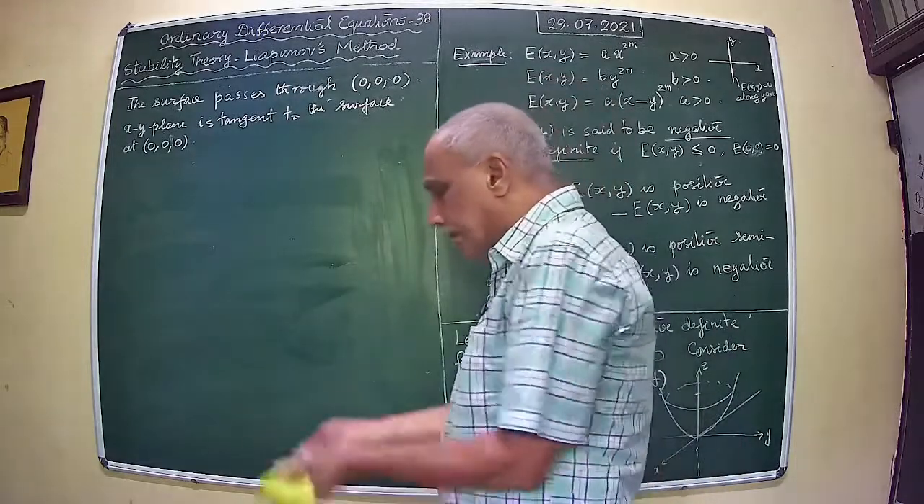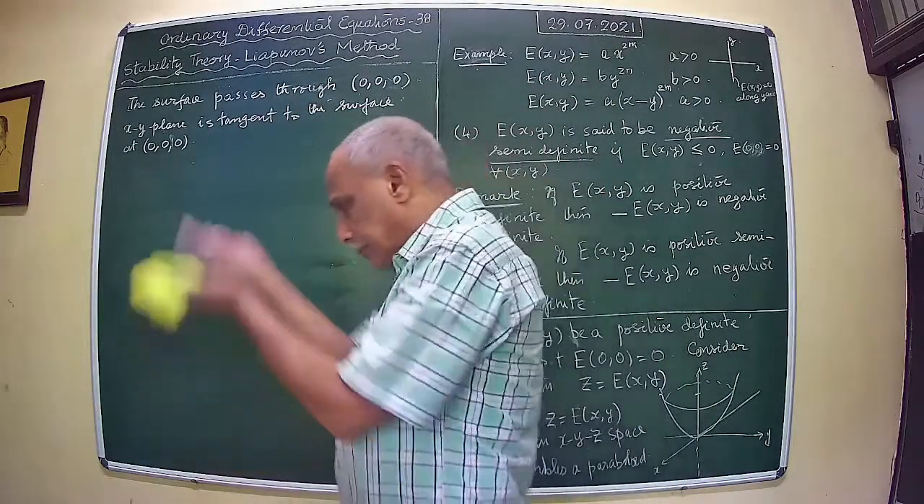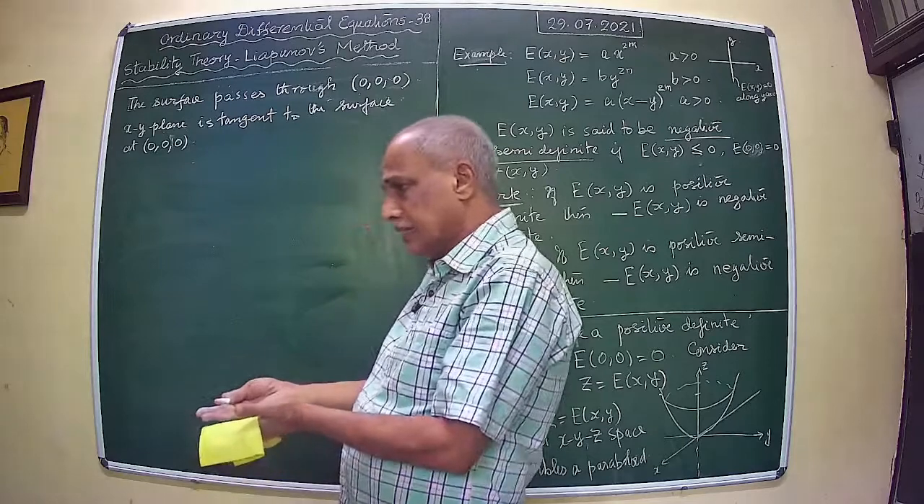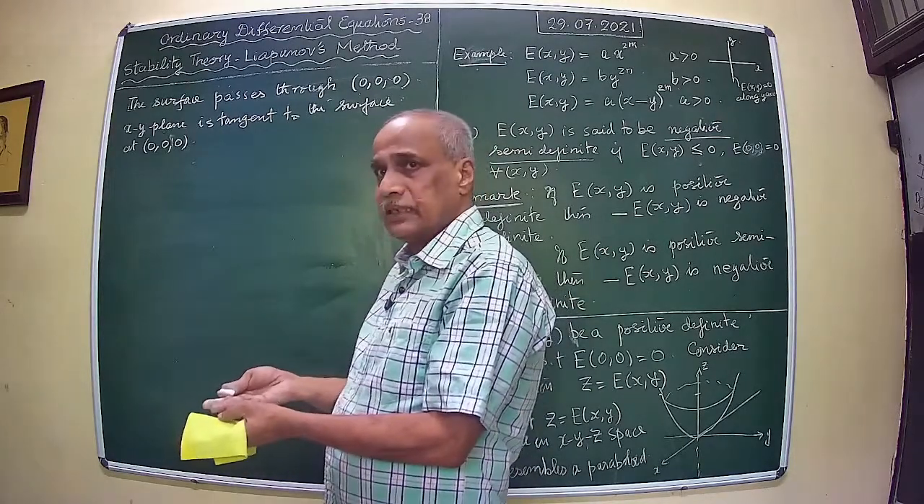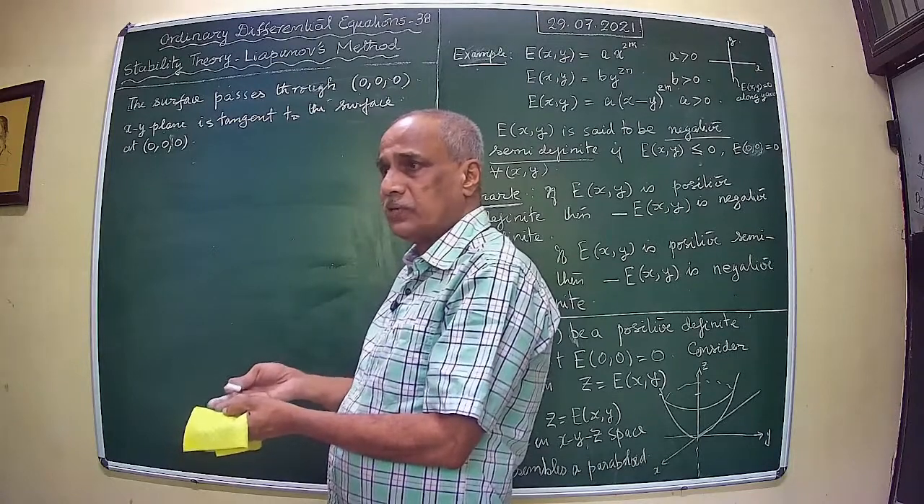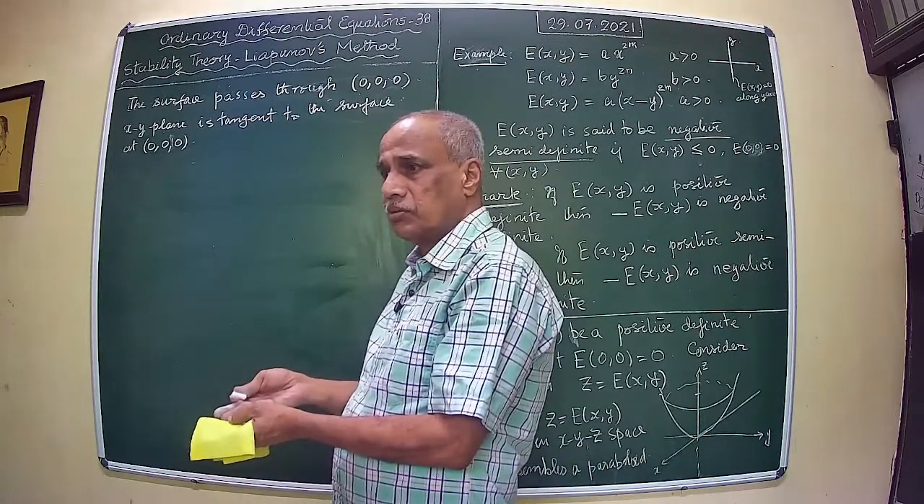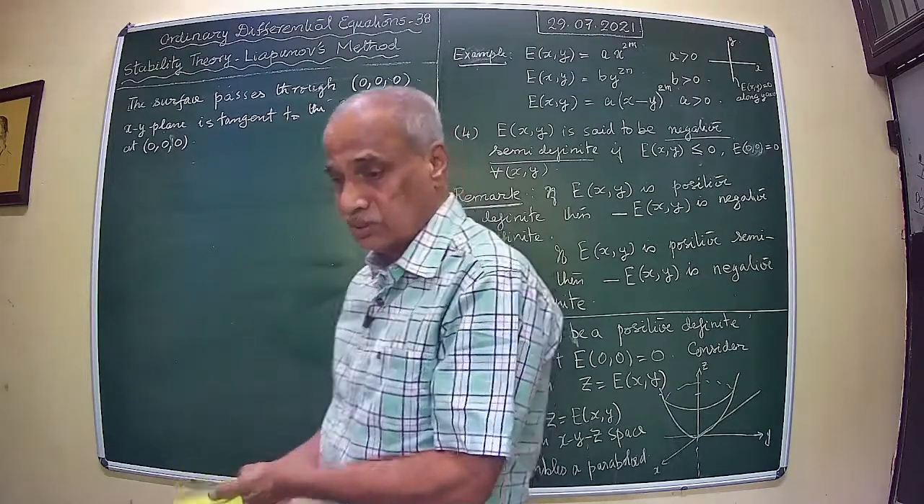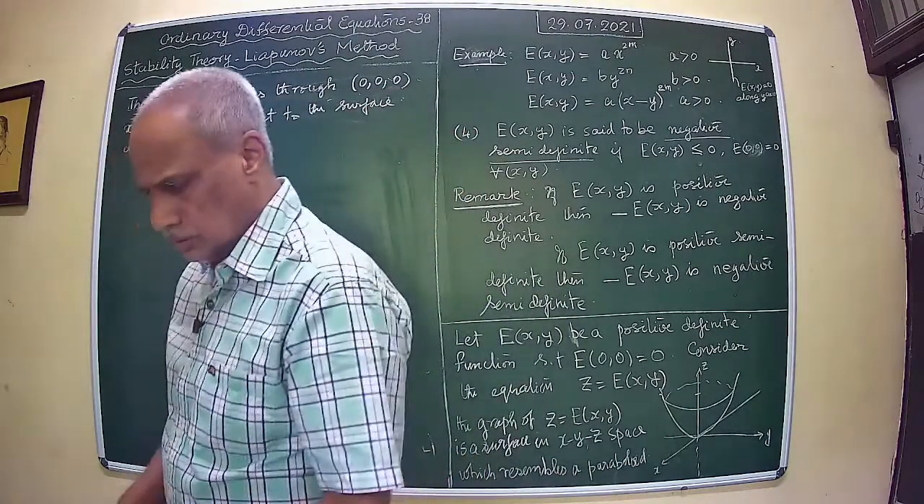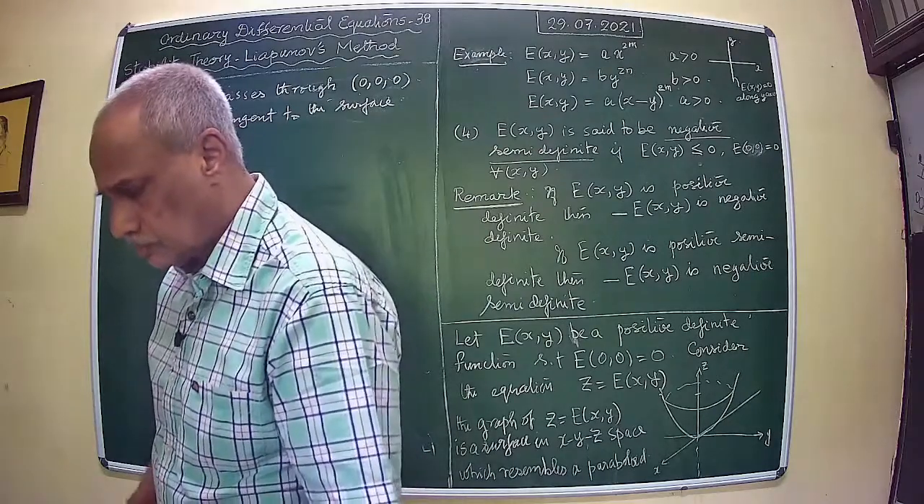So it stays above the xy plane, that is, for z greater than or equal to 0, and it is 0 only at x equal to 0, y equal to 0. That is, z equals 0 only at x equal to 0, y equal to 0. That's about that. Okay.